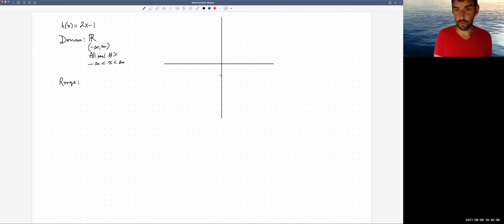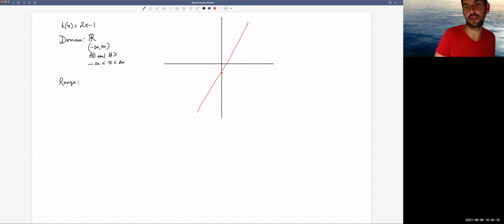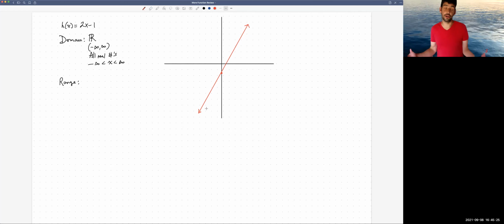It's got a y-intercept at -1. Let's put that there. It's got a slope of 2. Something like... I missed the dot, but that's all right. Let's move that to go through the dot. So there's our graph of this function. I've drawn those little arrows. We're all familiar with lines.